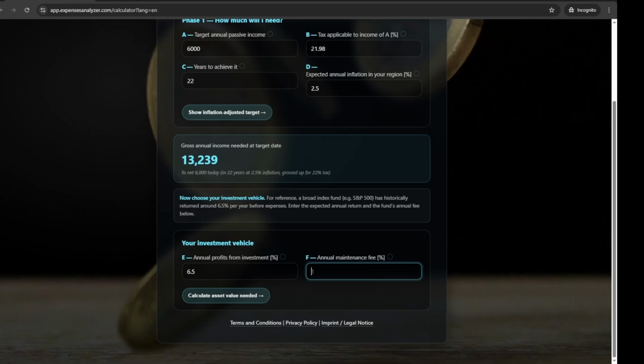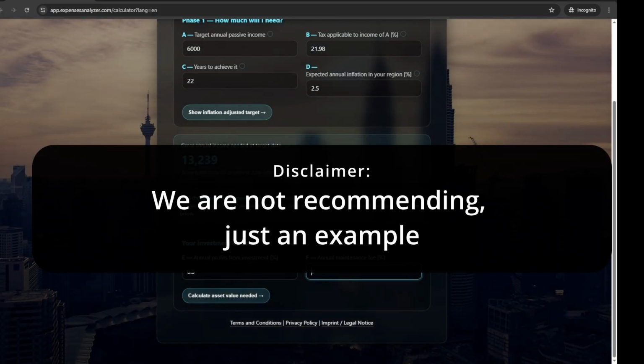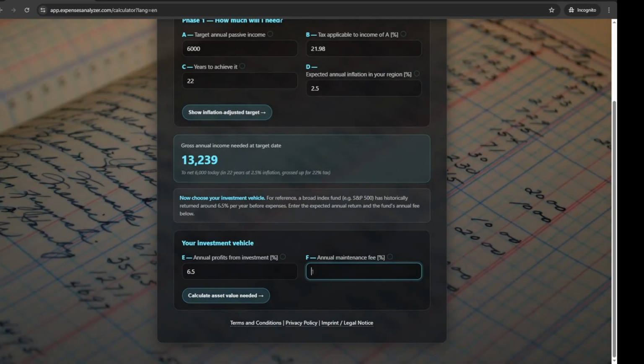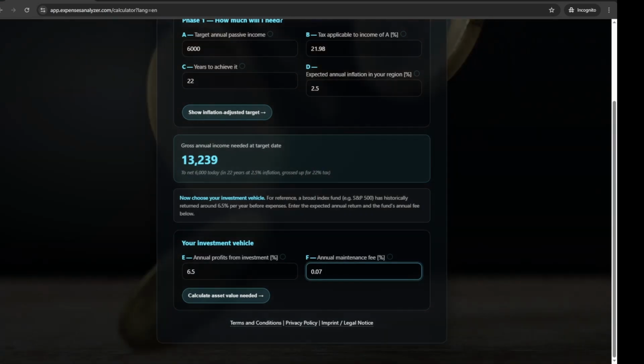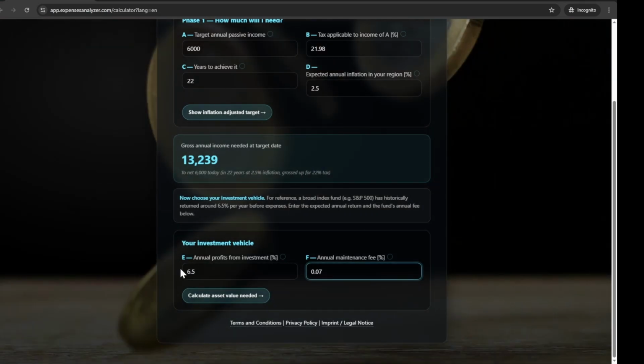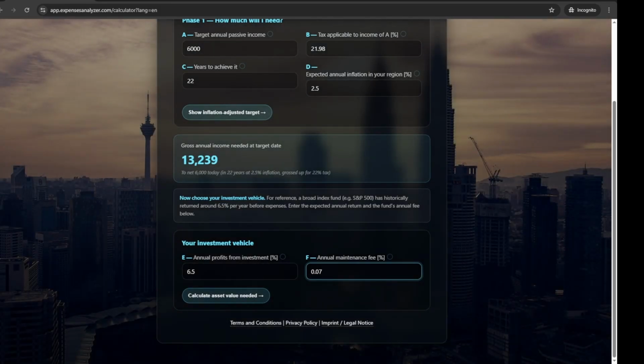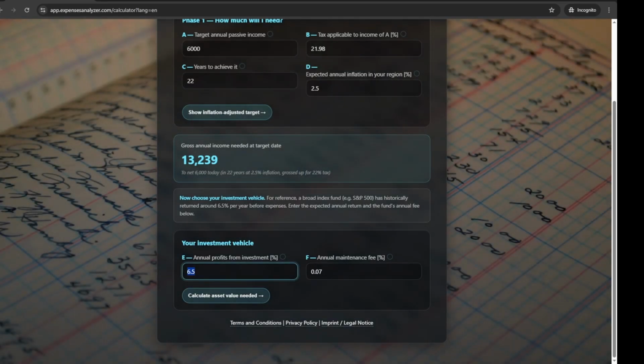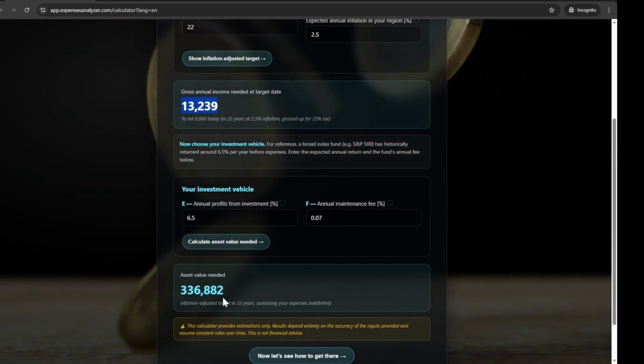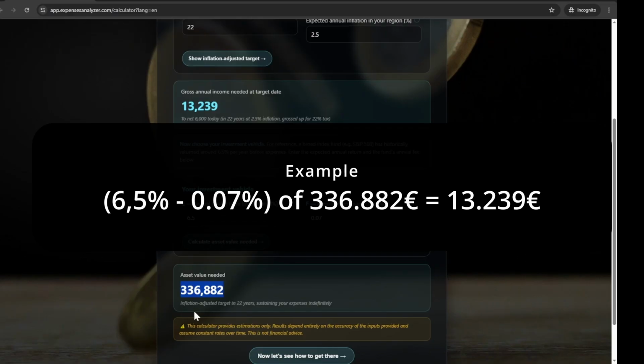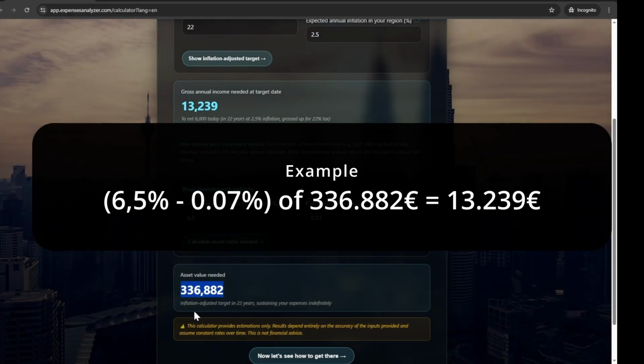With some of the current tools like Vanguard S&P 500, and you use some of the platforms like, in Europe, Scalable Capital, that is not charging any commission on that. Basically, you're going to be paying 0.07%, which is a good rate for this type of investment. So basically, this is going to be reducing this number, and we're going to see how much money we need to invest. So this 6.5% minus this 0.07% is going to generate these 13,000 euros. And that means we need to have invested 336,000 euros.